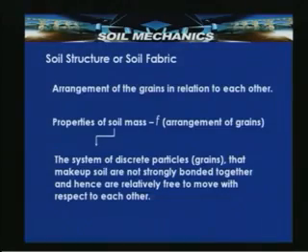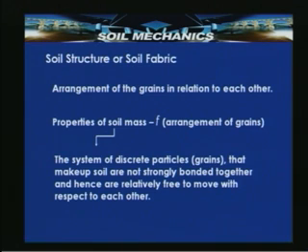So, let us look at soil structure, also called soil fabric. The arrangement of the grains in relation to each other is defined as soil structure or soil fabric. Properties of a soil mass are basically a function of the arrangement of the grains. The system of discrete particles or grains that make up soil are not strongly bonded together, hence are relatively free to move with respect to each other.